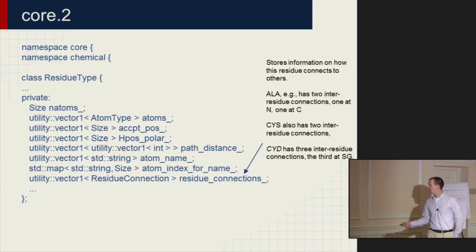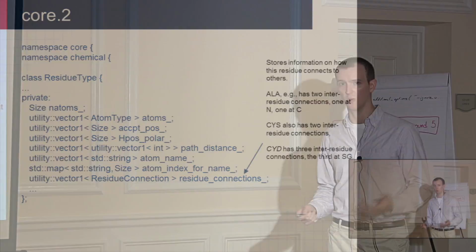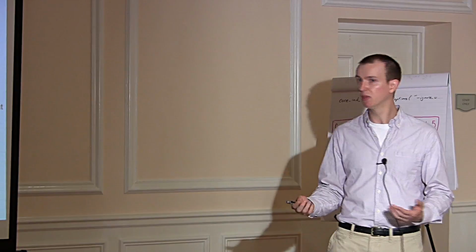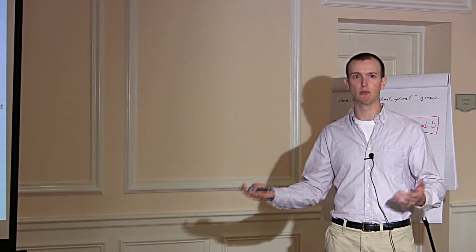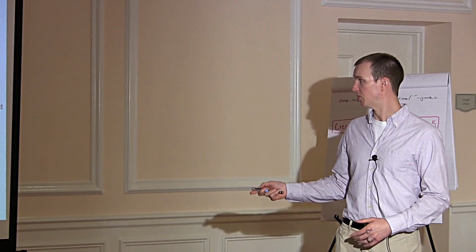There are descriptions of how this residue can be connected with other residues, and that is in the form of residue connection objects. It stores information on how residues connect to other residues. For example, alanine has 2 inter-residue connections, one at the N atom and one at the C atom. So alanine can form 2 chemical bonds to other residues. It's not too much of a surprise.